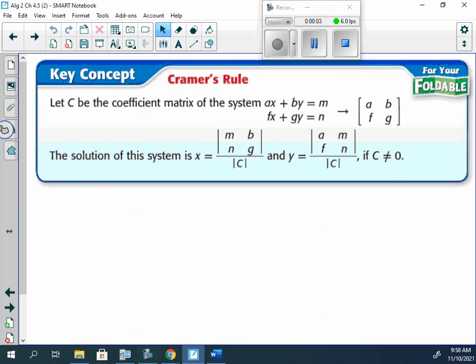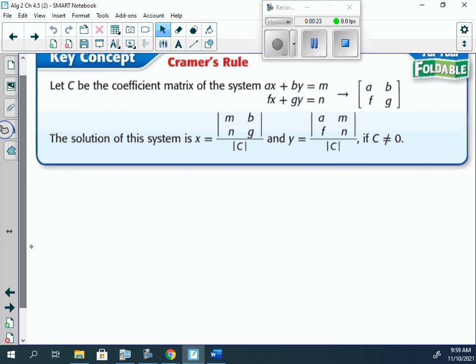What we're looking at today is Cramer's rule. Now, Cramer's rule uses determinants to solve systems of equations. Let's see the coefficients matrix of the system ax plus by is equal to m, and fx plus gy is equal to n. So this here would be the matrix C. And they're talking about here and here.